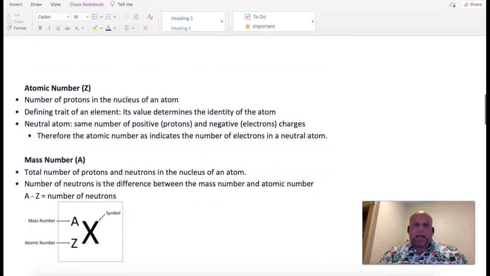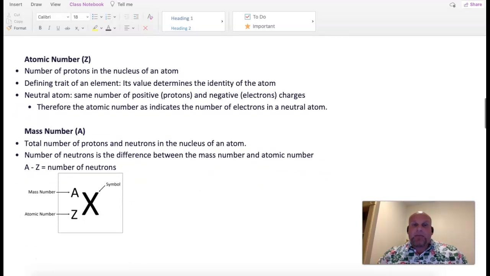Now, you may remember that the number of protons in an atom is represented by the atomic number. And you may also recall that that is the defining trait of an element. If I change the number of protons in the nucleus of an atom, I am changing the element. It is a different element at that point.